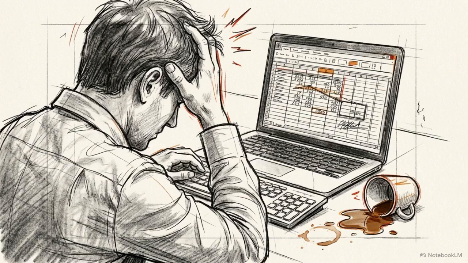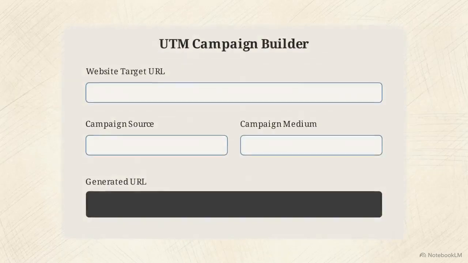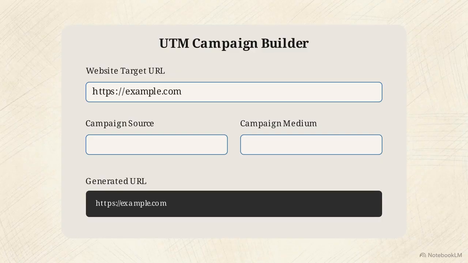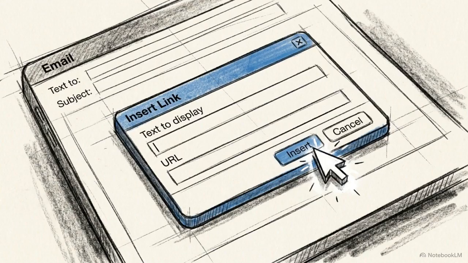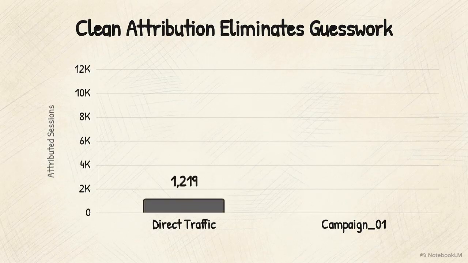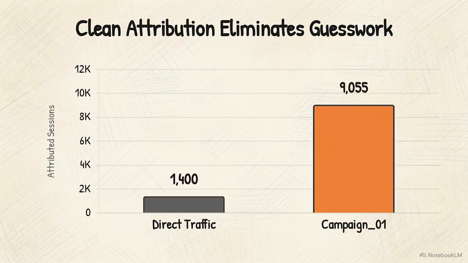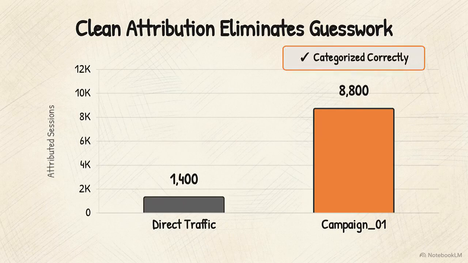Building these links by hand is slow and invites the type of human error that ruins reporting tables. A real-time UTM campaign builder automates the formatting. You plug in your variables, and the builder enforces the lowercase and dash-spaced protocols to instantly generate a perfectly structured link. You copy the generated URL and paste it directly into your paid ad or email blast. When that traffic arrives in Google Analytics, it is categorized correctly from the very first click, eliminating all guesswork.